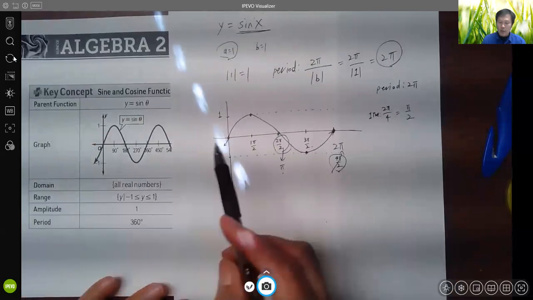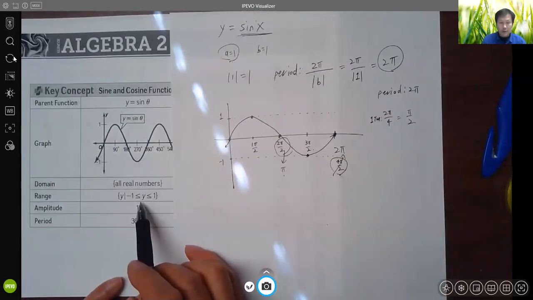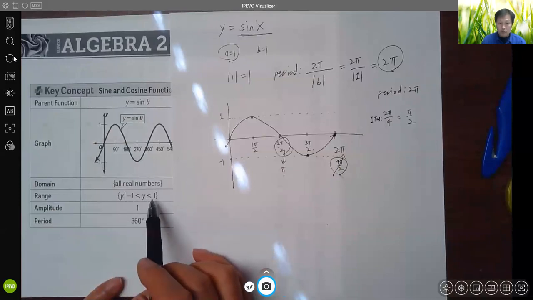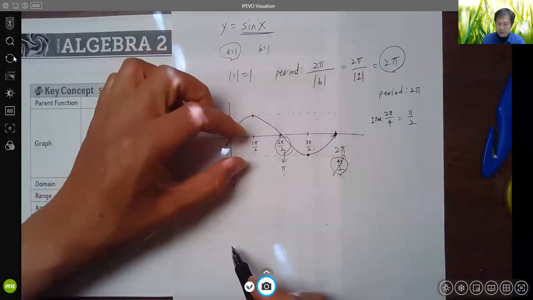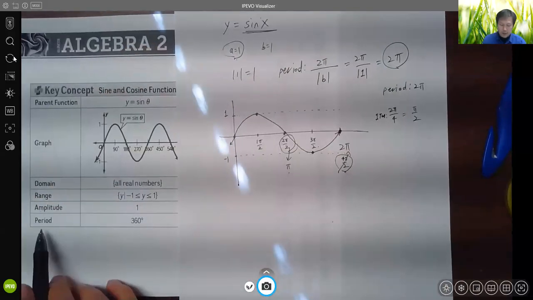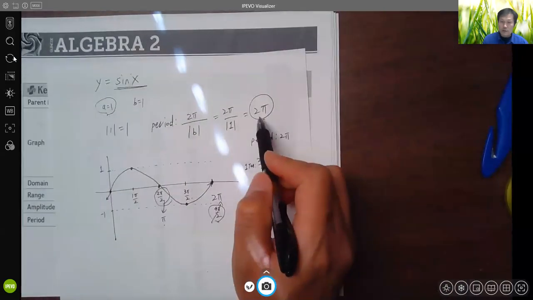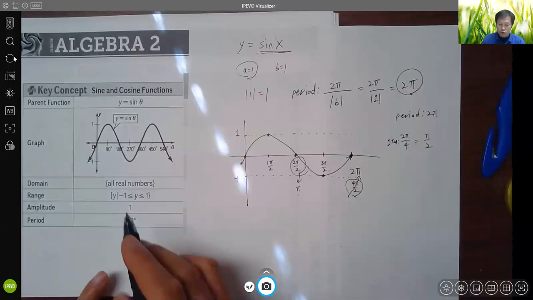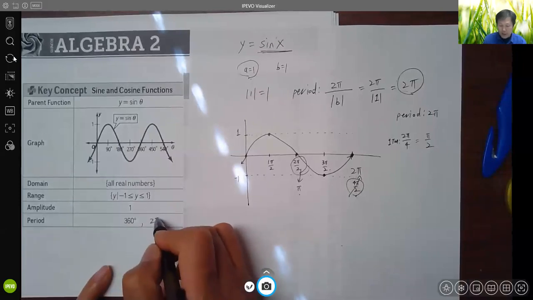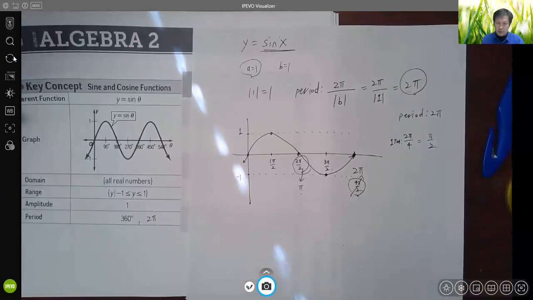Range is as high as maximum of 1, as low as minimum of -1. So y values should be from -1 through 1. Amplitude is 1. So thickness is 1. Period will be 360 degrees, which is the same as 2 pi. Again, period, usually we analyze in radians. You will hardly see period in degrees.